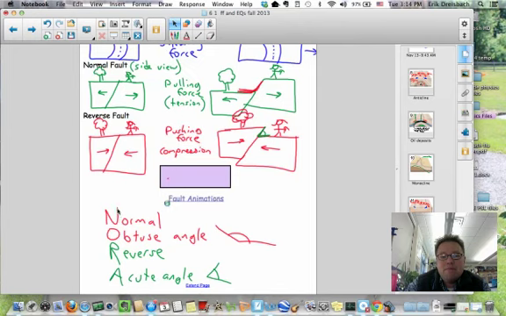And we can remember these by the word NORA. If there's a normal, it's an obtuse angle. If there's an obtuse angle, it means it's a normal fault. So there's an obtuse angle, that's a normal fault. If it's an acute angle, it's a reverse fault. Acute angle, reverse fault. So NORA can help you figure out and remember the difference between a normal fault and a reverse fault.